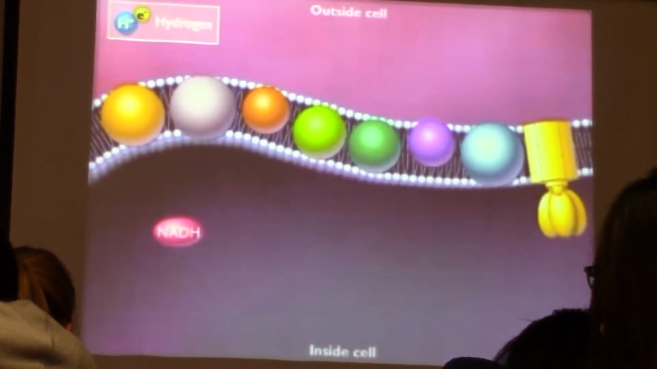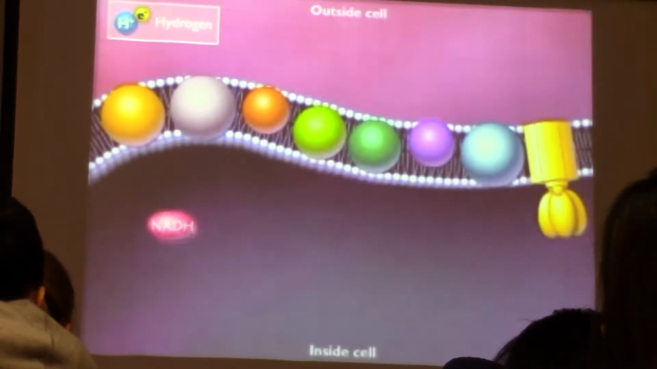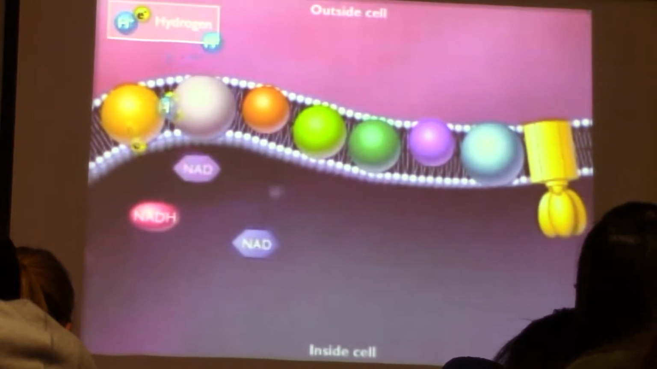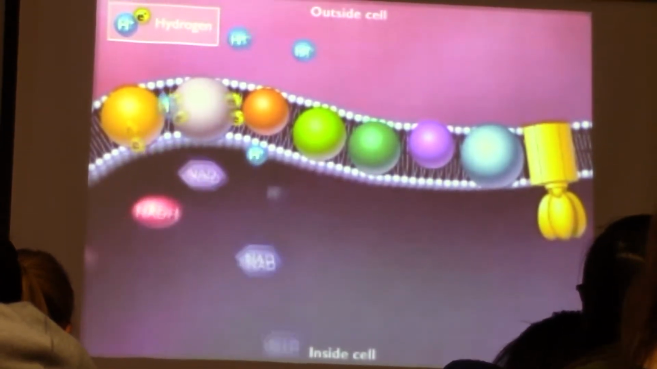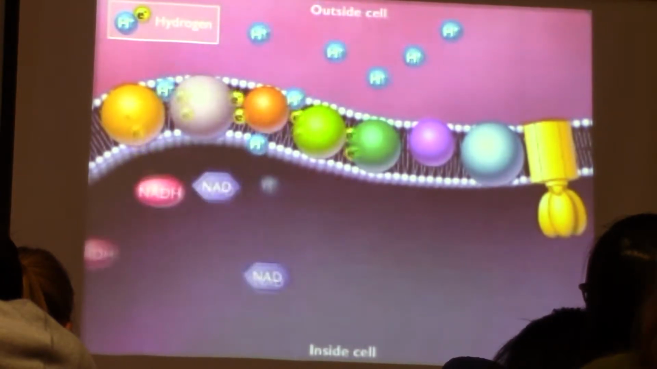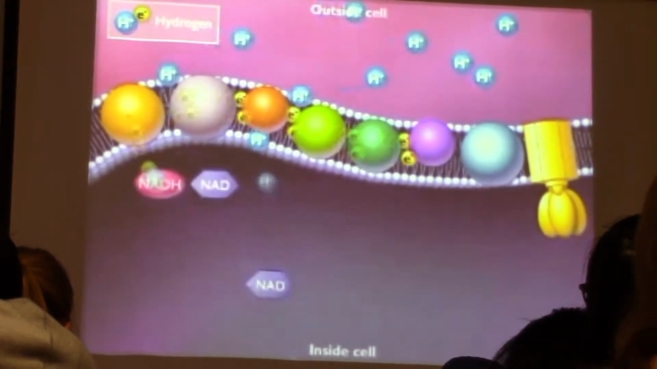Electrons enter the electron transport chain when NADH transfers its protons plus electrons to a membrane-embedded carrier protein. The electrons are sequentially carried along the electron transport chain, while the protons are shuttled to the outside of the membrane.